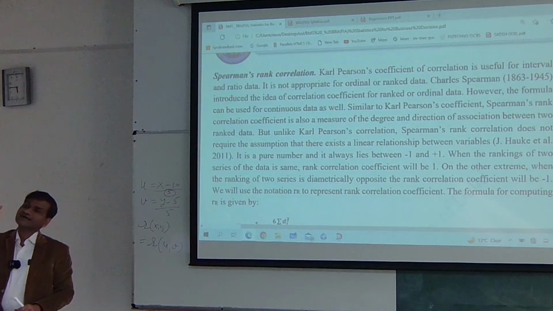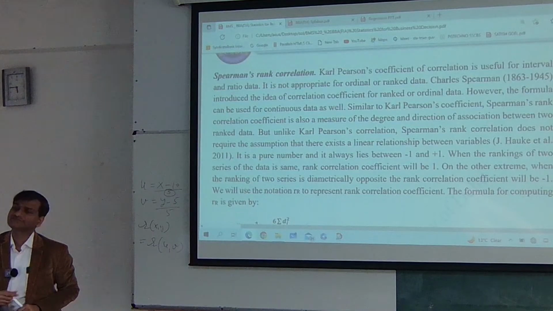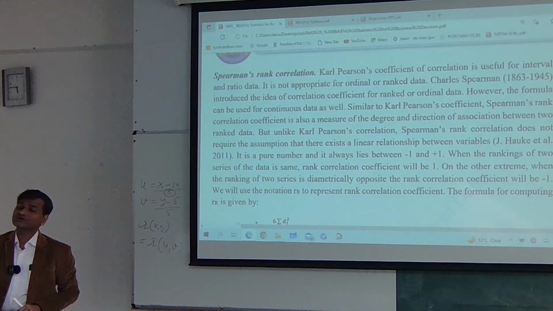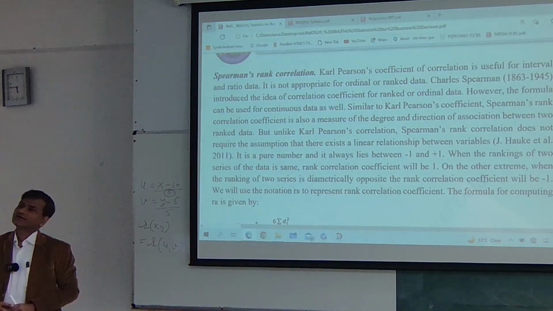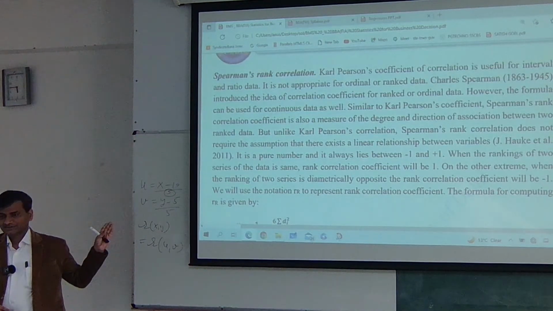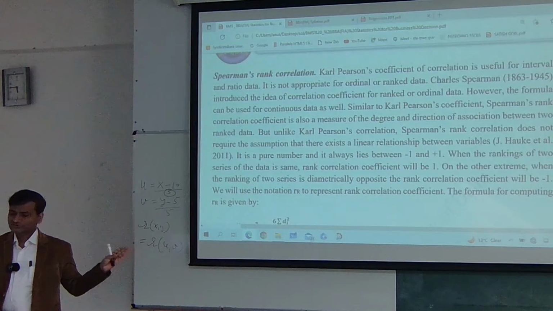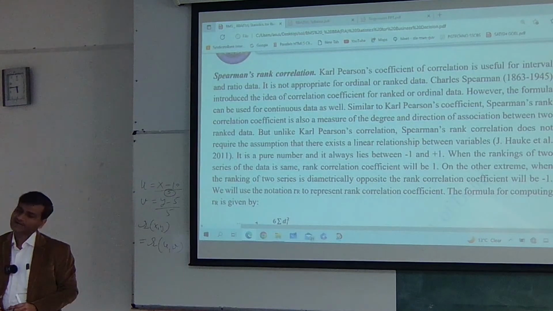So if your data, x and y, are ordinal, then you cannot use Pearson's correlation coefficient. What we did above, you cannot apply that formula to data which is in rank form or ordinal form. So the solution is Spearman's correlation coefficient. You can calculate Spearman's correlation coefficient for ordinal data.